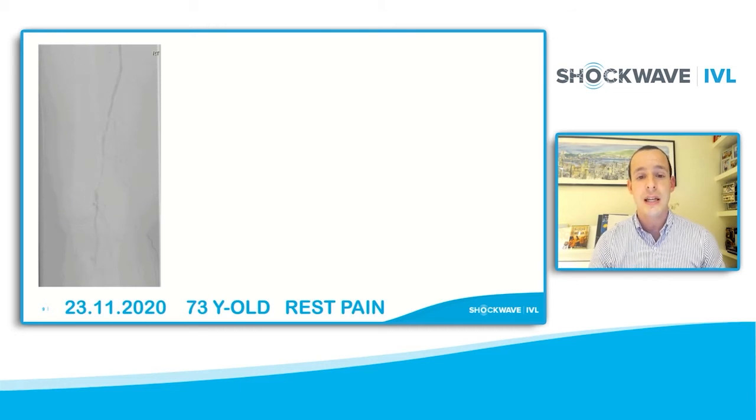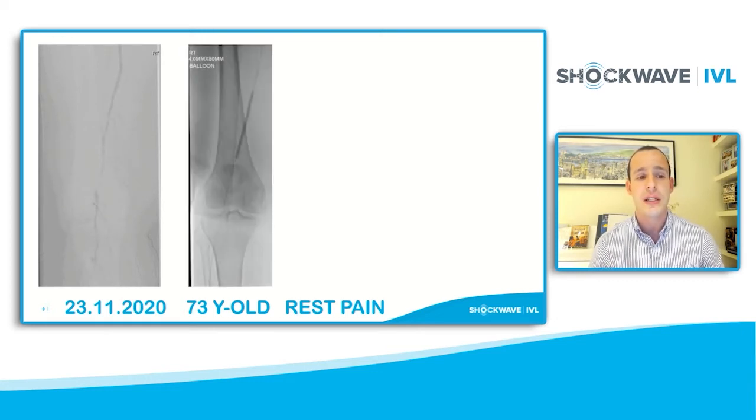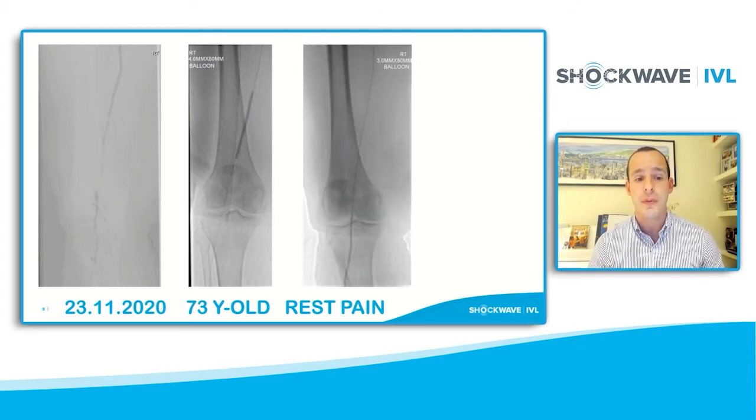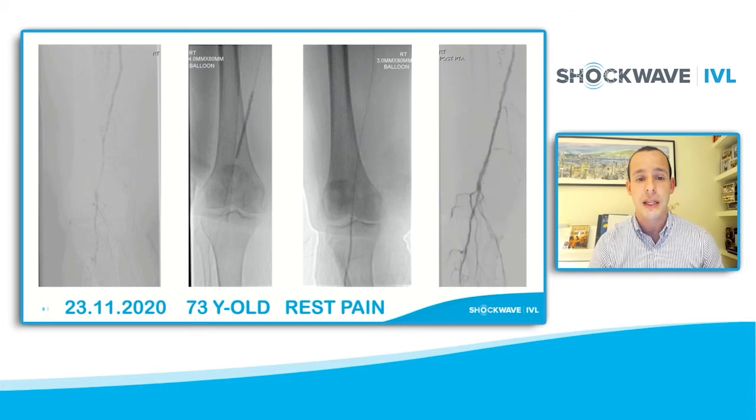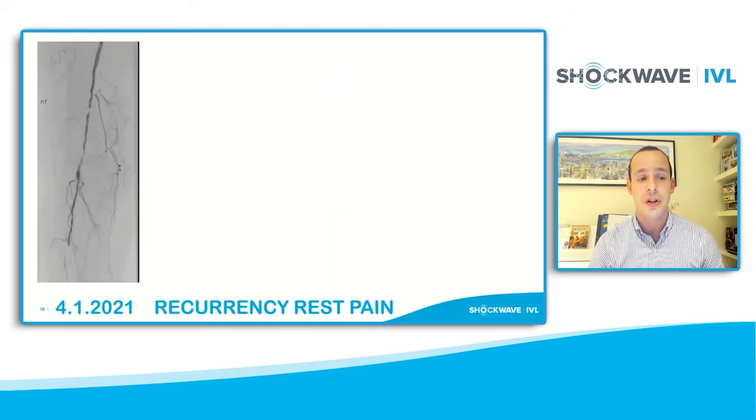So this is the next case, the CO2 angio for this 73-year-old lady who had rest pain. The first treatment was achieved with a 4mm balloon, and the 3mm balloon was used distally, and the result was quite good. Probably the balloon was undersized, because when she came back a few months later with recurrence of the rest pain, the stenoses were exactly the same. The stenosis at the level of the popliteal artery P1 and the distal popliteal are exactly the same.